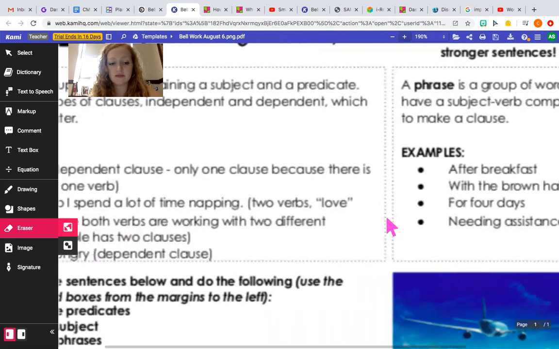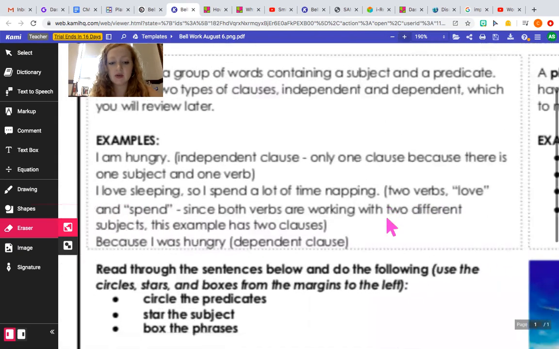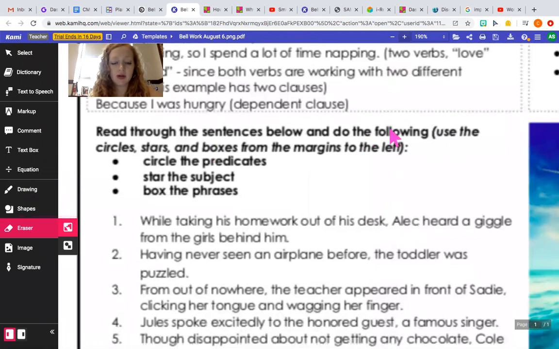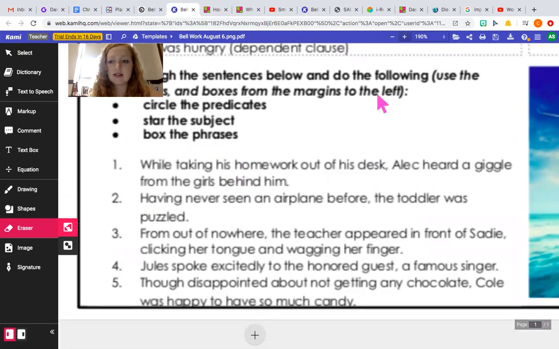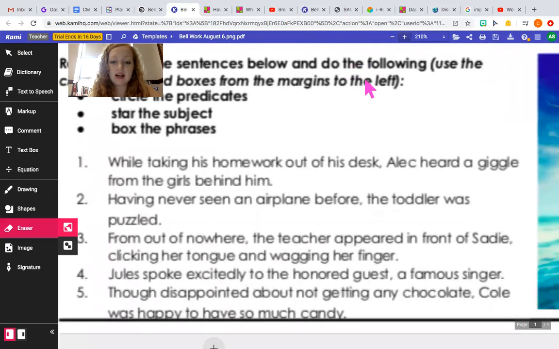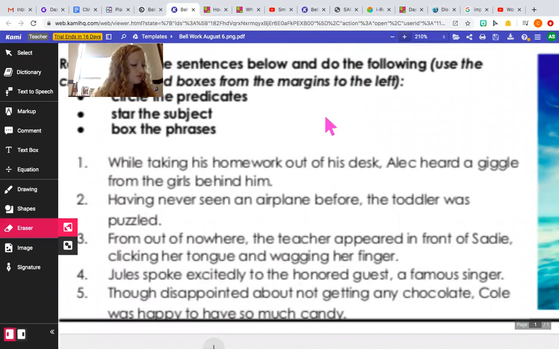It's not a clause. All right, so I want to do number 1 with you real quick. We're going to ignore this top little part, but we are going to circle the predicates, star the subject, and box the phrases. So number 1 says, let me zoom in a little bit more. Okay, while taking his homework out of his desk, Alec heard a giggle from the girls behind him. Okay, so the first part is a phrase, while taking his homework out of his desk. We don't know who was taking his homework out of his desk.